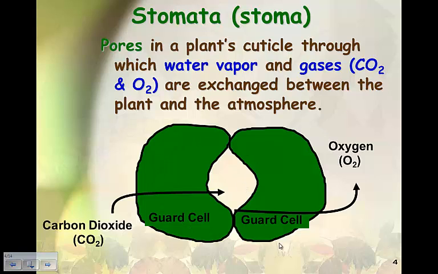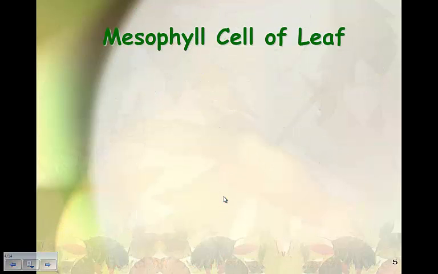Again, this is a really good picture, a real important one, showing that oxygen is leaving because that's a product of photosynthesis. Carbon dioxide is going in because that's a reactant. It's needed for photosynthesis. And again, found on the underside of the leaves.